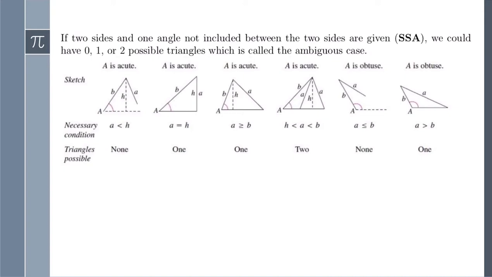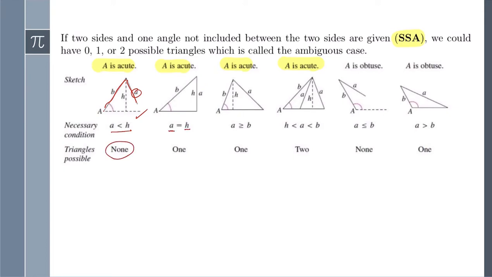Now, as I said earlier, when we are given side angle side, we could have an ambiguous case, which means we could have different possibilities. If the given angle A is an acute angle, we could have four possibilities. The first one is when we are given side B and side A, and angle A is given. If side A is smaller than the height of the triangle, then we cannot form the triangle. So we have no triangle, zero triangles.